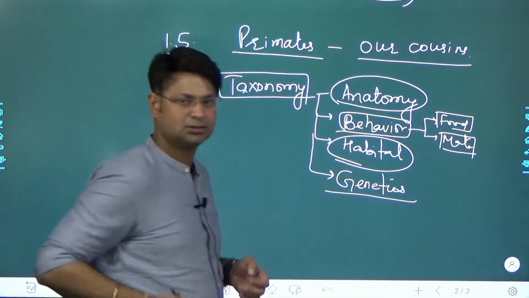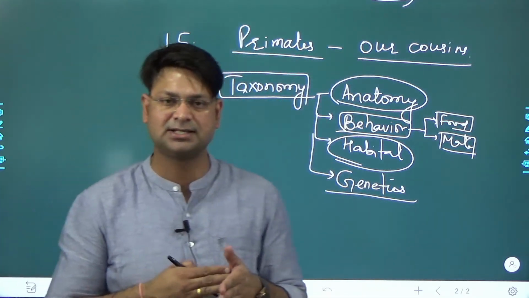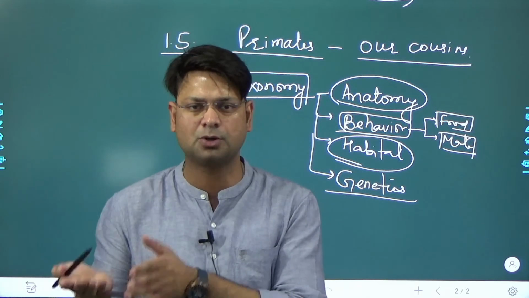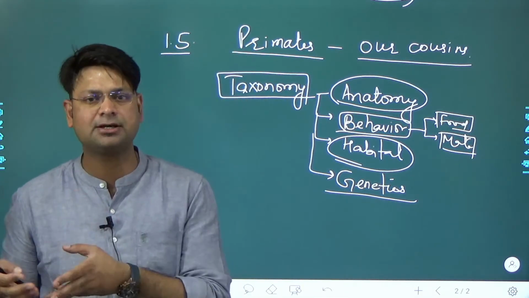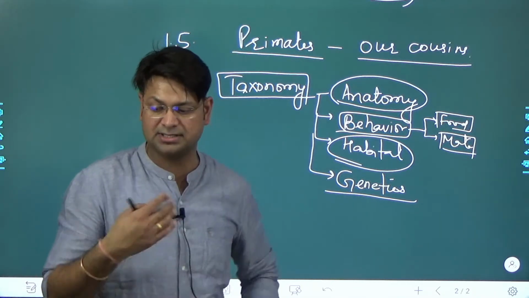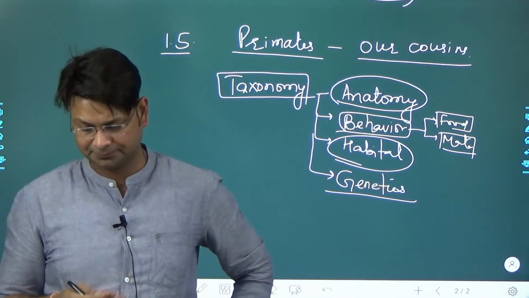Genetic similarity and differences. We know that the chimpanzee has 48 chromosomes and we humans have 46 chromosomes. So it is genetically very close to us. So our purpose is to understand that, right?